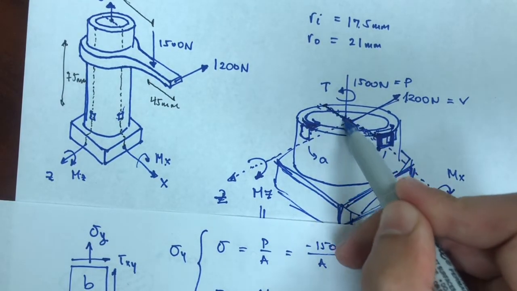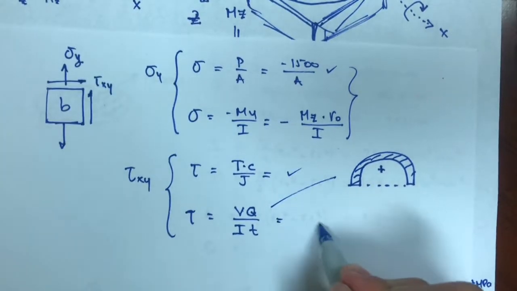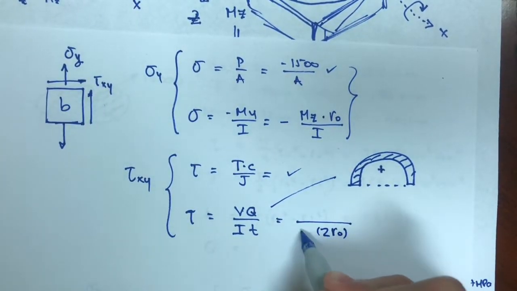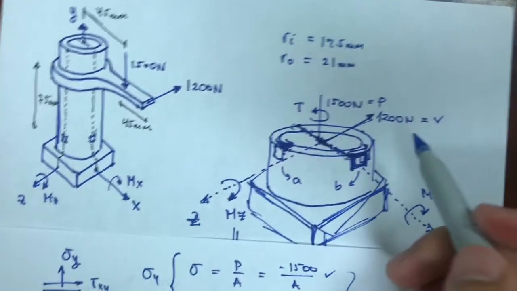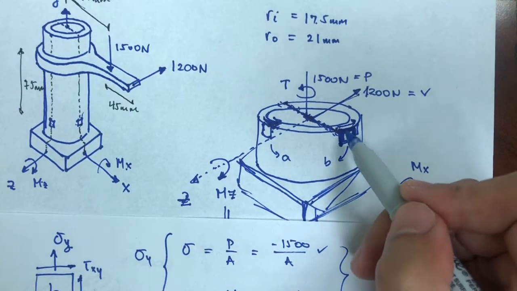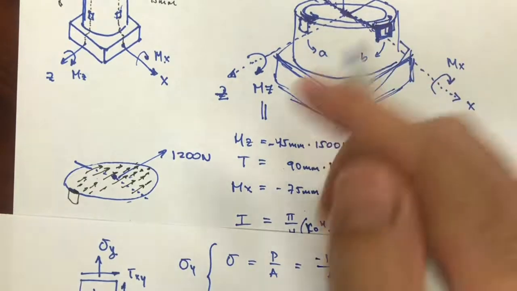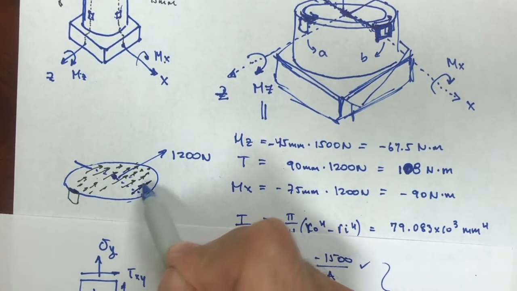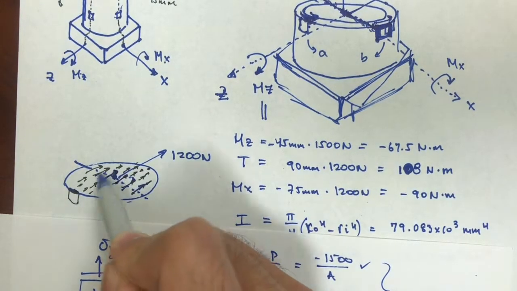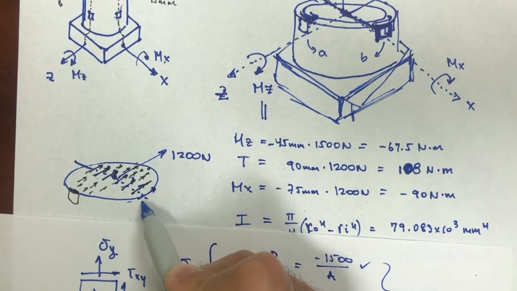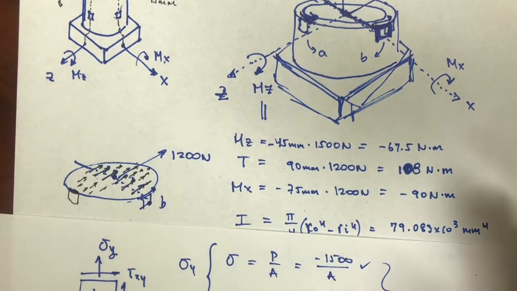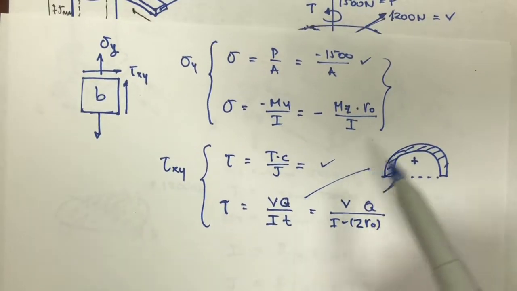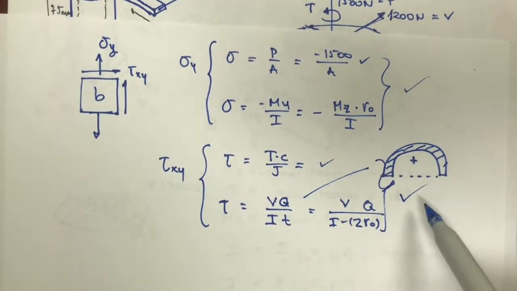And t being the width of the section that I'm looking at. In this case for B, t would be 2 times the outer radius. Q I would be able to calculate, and V would just be this shearing force, 1200 newtons. And I know that this value should be positive because these vectors from the stresses would be going in that direction, which is positive for my small element B. I have a value for this, I have a value for this.